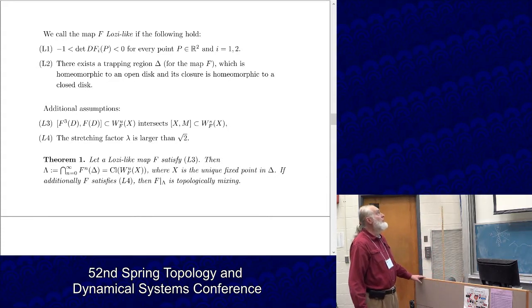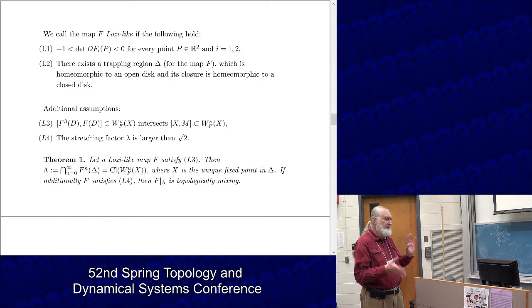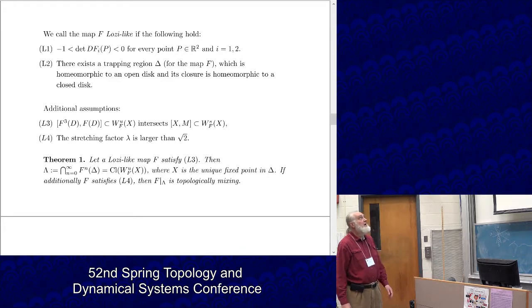And now, when do we call the map lossy-like? First we have to make some assumptions which make it similar to what happens for the lossy family of maps, about orientation preserving or orientation reversing. So here we want those maps to be orientation reversing.